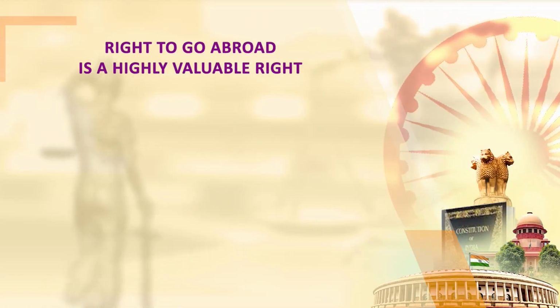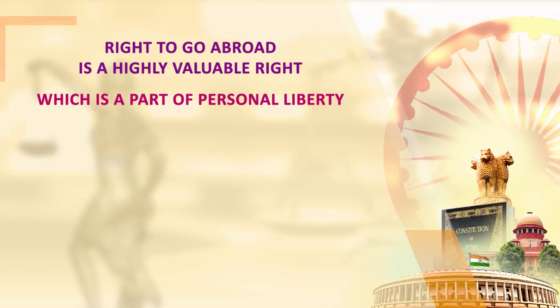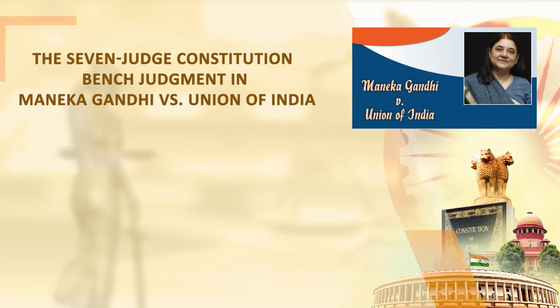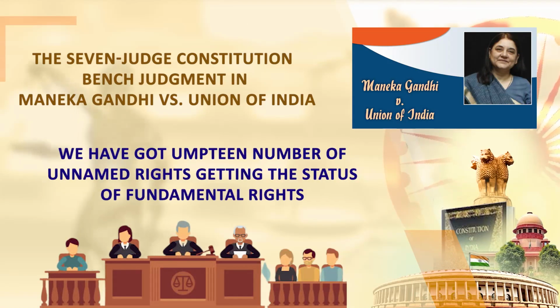Again, the right to go abroad is a highly valuable right, which is a part of personal liberty, an aspect of the spiritual dimension of human beings, and it should not be lightly, unconstitutionally interfered with. So in that way, we have the unnamed right to go abroad as a fundamental right under the category of right to personal liberty. It is an interpreted right. So based on the ratio decidendi and by following the criteria developed by the 7-judge Constitution Bench in Maneka Gandhi versus Union of India, we have umpteen unnamed rights getting the status of fundamental right.